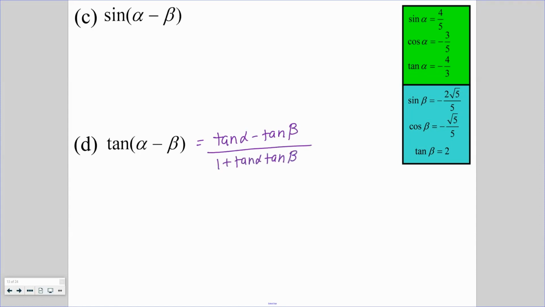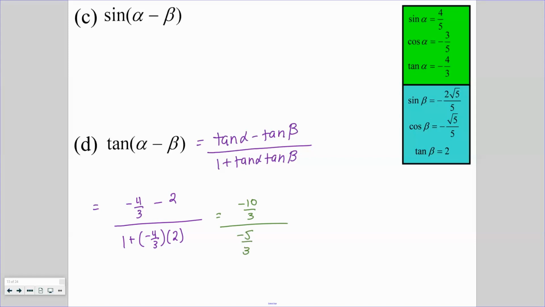And we just need to substitute. The tangent of alpha we said was negative 4 over 3. We're subtracting the tangent of beta, which we said was 2. And then this is all over 1 plus negative 4 over 3 times 2. Just got to find a common denominator in the numerator and the denominator. 3 is going to be our common denominator, so that's going to give us negative 10 over 3 on the top. And then in the bottom, we're going to have 1 minus 8 over 3. 3 is going to be a common denominator in the bottom as well, which will give us negative 5/3.